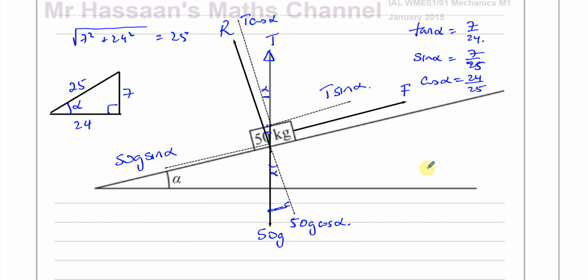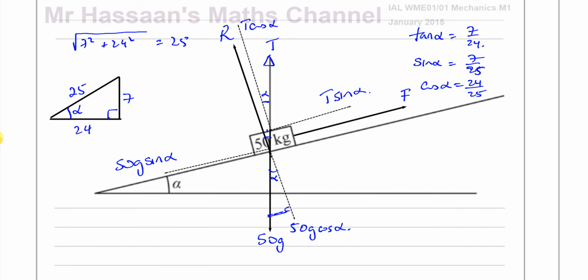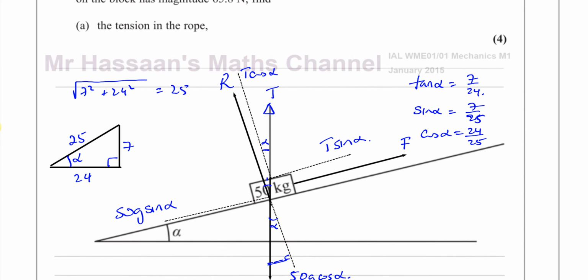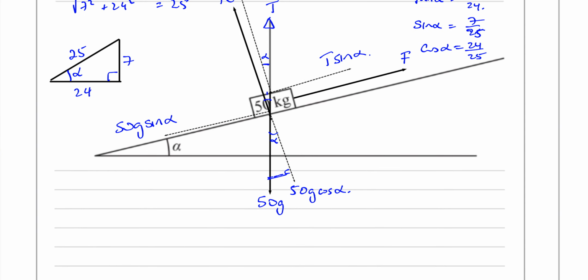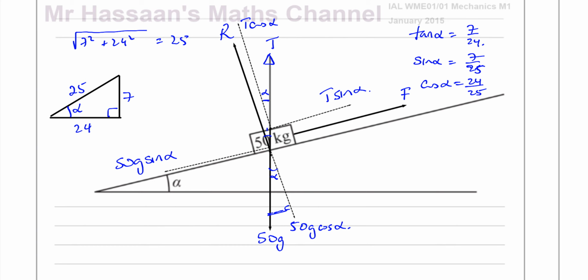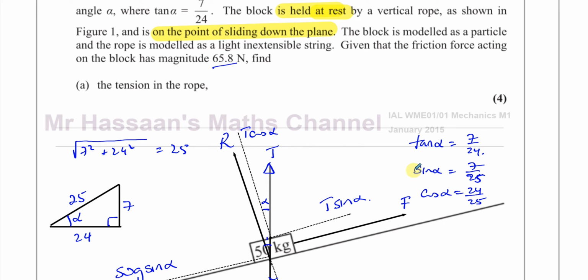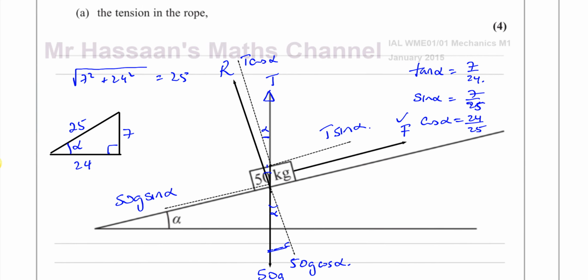Now I have all the forces, and the components of any force that's not perpendicular or parallel to the plane, marked on my diagram, and I know the value of the tan, the sine and the cosine of alpha. I can now proceed to answer the question, which says find the tension in the rope. So to find the tension in the rope, I know what F is. They told us F is 65.8. Okay, so I know this. I know what alpha is. And I know the weight.